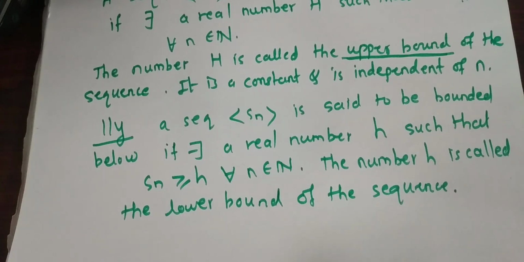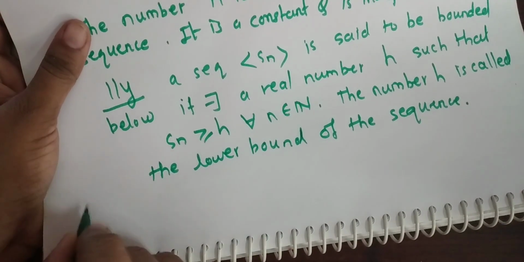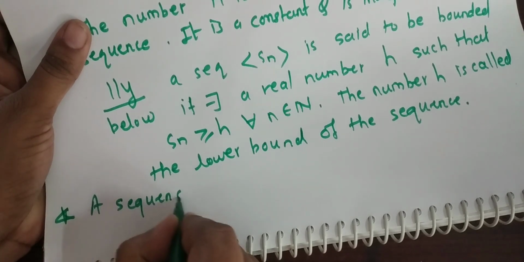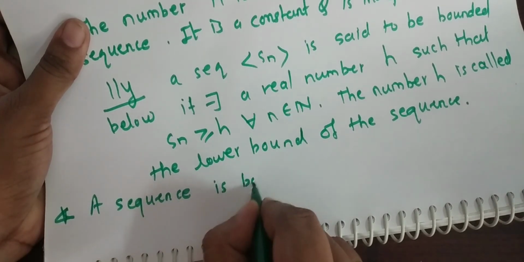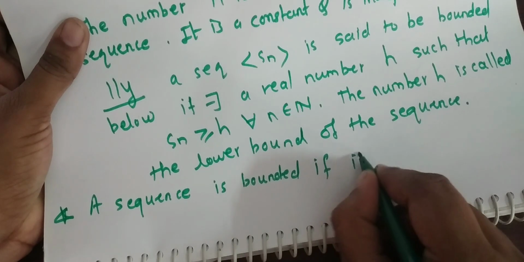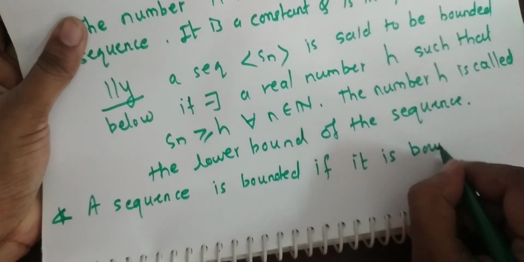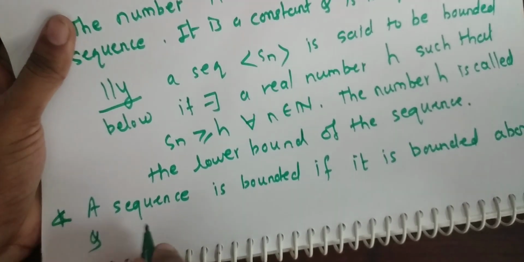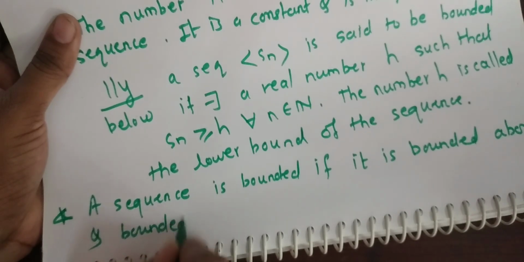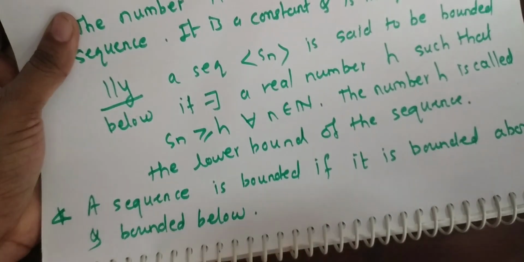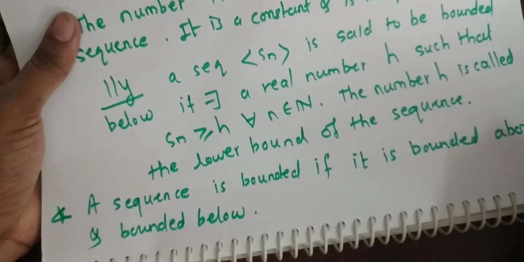So when we say bounded sequence, we can say that a sequence is bounded if it is bounded above and bounded below. Then we can say that the sequence is bounded.